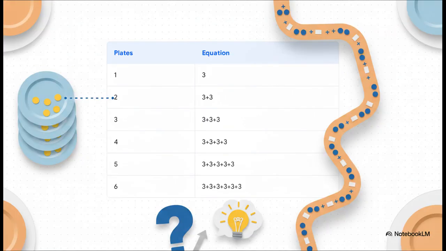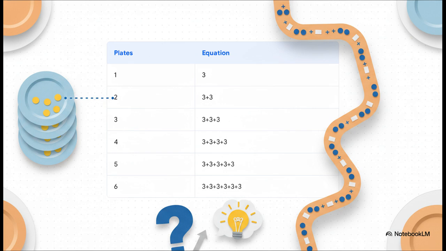Let's actually track the math the way the book has taught us so far. Plate 1 is 3. 2 plates is 3 plus 3. By the time we get all the way up to 6 plates, the equation is 3 plus 3 plus 3 plus 3 plus 3 plus 3. Honestly, writing that all out and trying to calculate it, it's super clunky.